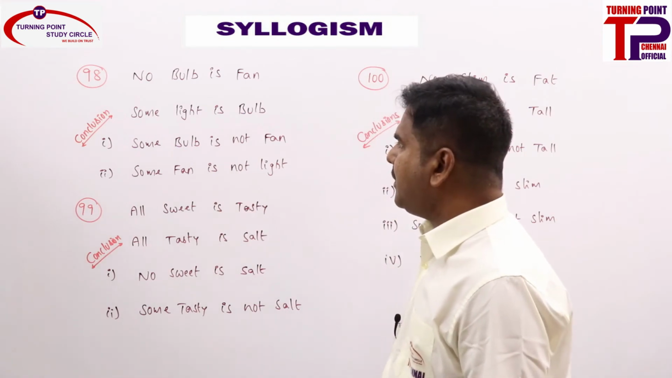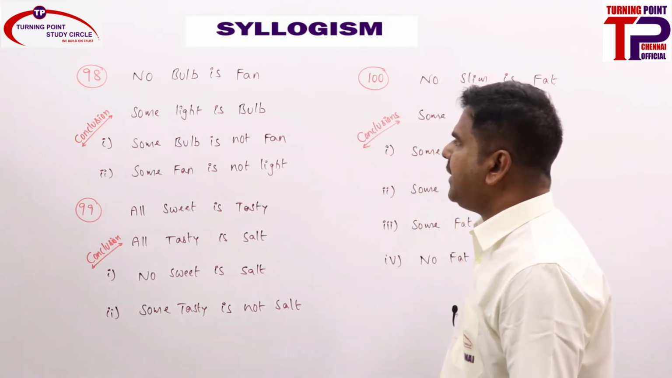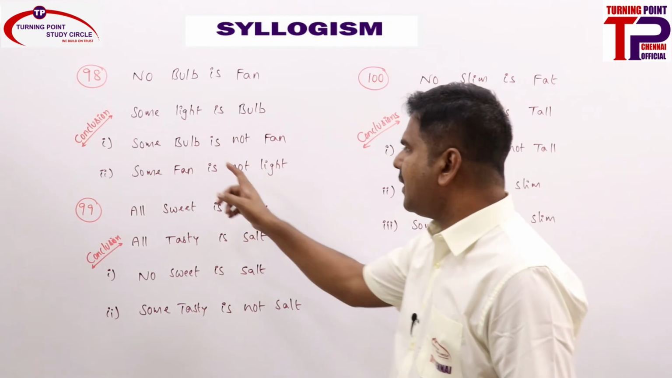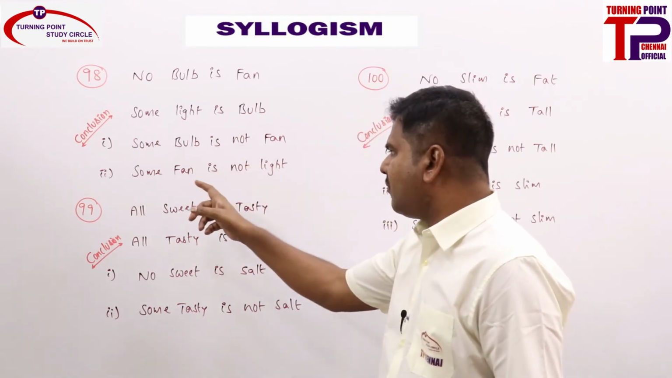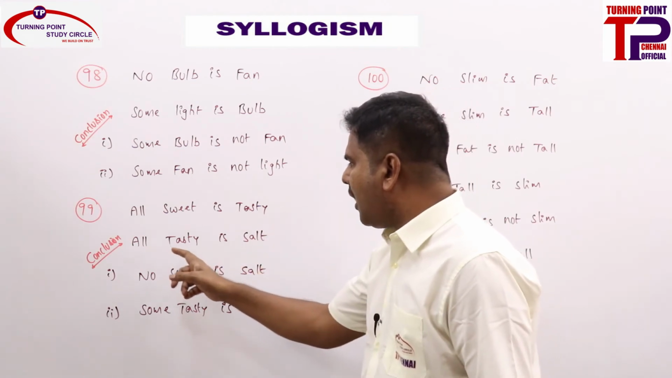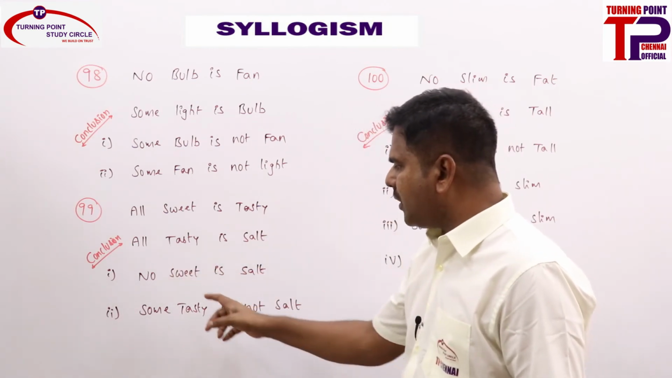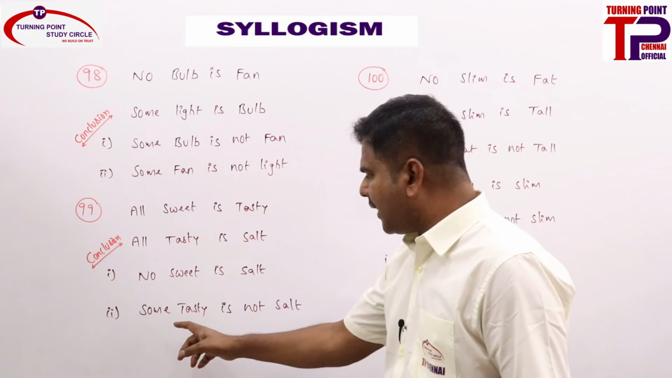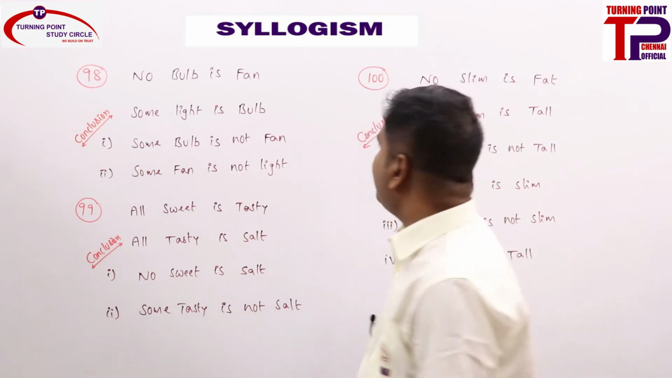First one, 98: no bulb is fan, some light is bulb. Conclusions: some bulb is not fan. Second one: some fan is not light. 99: all sweet is tasty, all tasty is salt. Conclusions: no sweet is salt. Second one: some tasty is not salt.